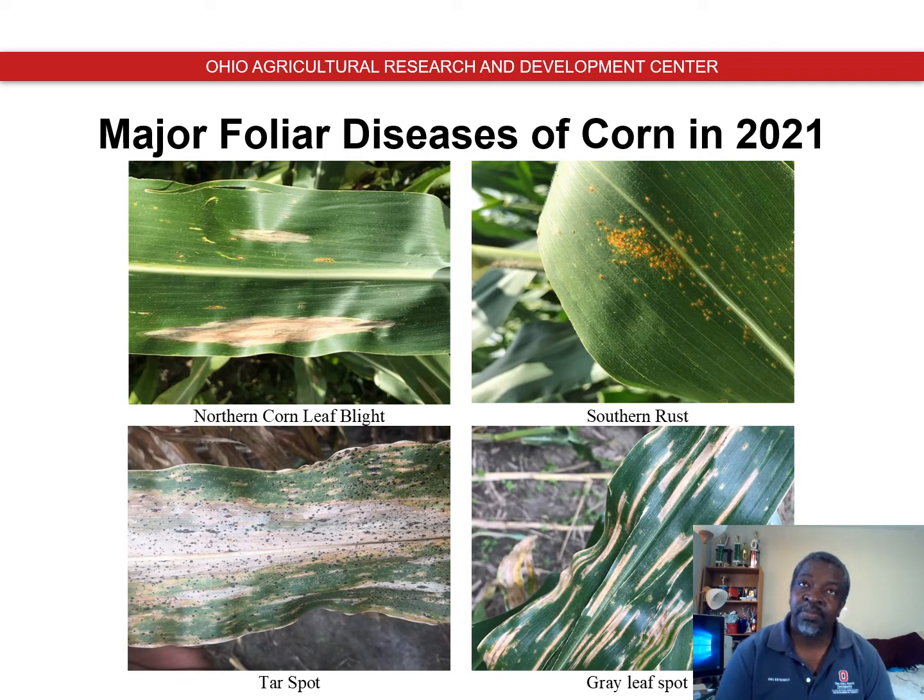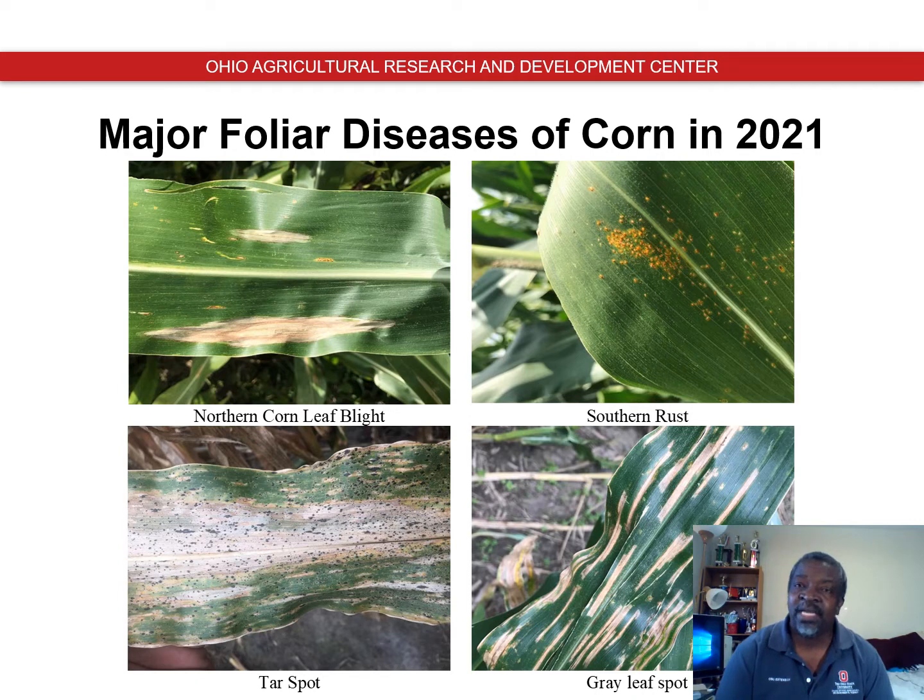But in addition to tar spot, we had several other diseases. We had northern corn leaf blight, gray leaf spot, southern rust, and tar spot. And we had these diseases at fairly high levels. And the question I had this past season is why so much disease and why such high levels of disease?